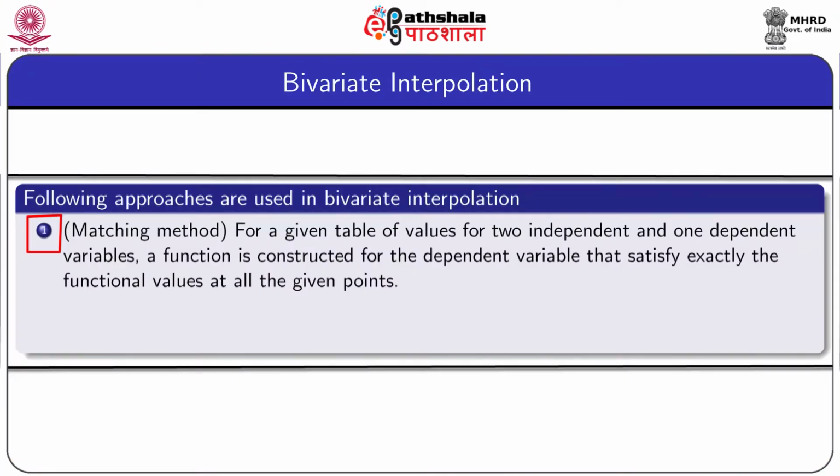In this module, we discuss 4 bivariate interpolation methods. Actually, two approaches are used in bivariate interpolation. One is called the matching method and the other is called the approximate method. In the matching method, for a given table of values of two independent variables and one dependent variable, a function or a polynomial is constructed for the dependent variable that satisfies exactly the functional values at all the given points.